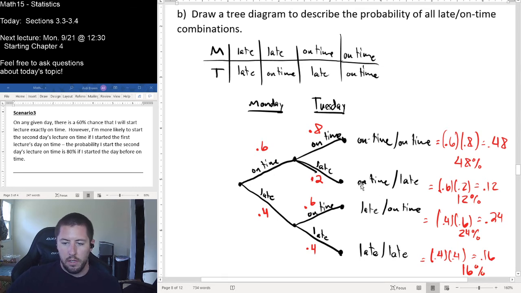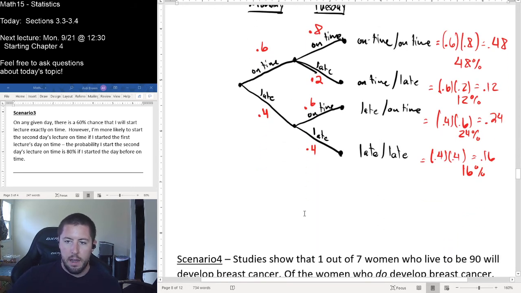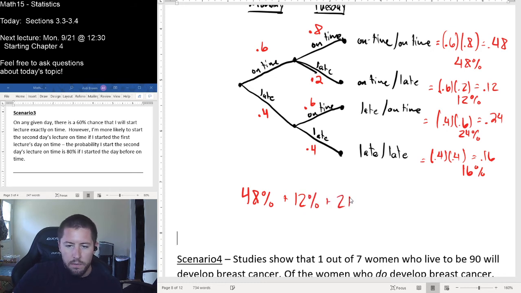And very importantly, as our last computation to do here, notice the good thing about the tree diagram is it does help us add up all of our relevant probabilities here. We've got a 12%, we've got a 24%, and we've got a 16%. Should notice that those make 40%. Should notice that those make 60%.